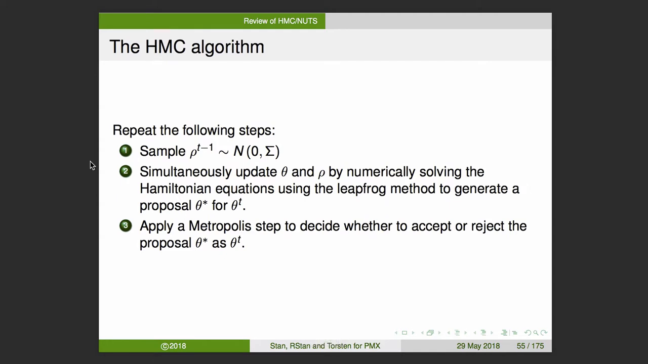So the actual algorithm is: you sample rho for the time t minus 1 from our normal zero sigma distribution here, some multivariate normal. We simultaneously update rho and theta by numerically solving the Hamiltonian equations using a numerical method called the leapfrog method to generate a proposal for the next position. And then we apply a Metropolis step to decide whether or not to accept that proposal. And then you do that over and over and over again.